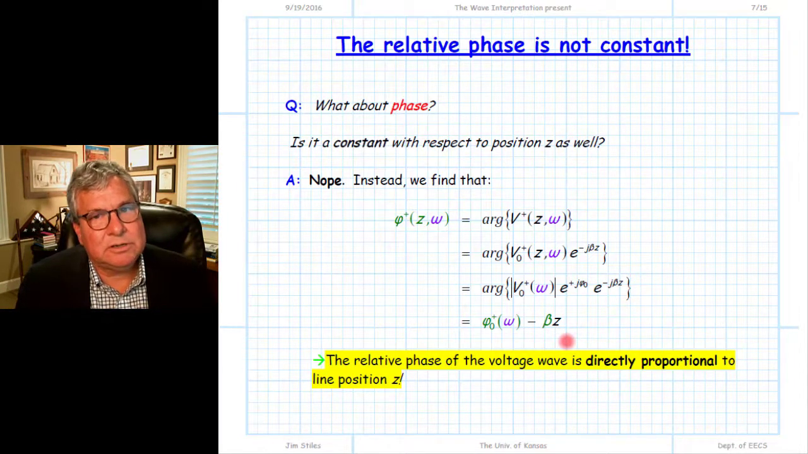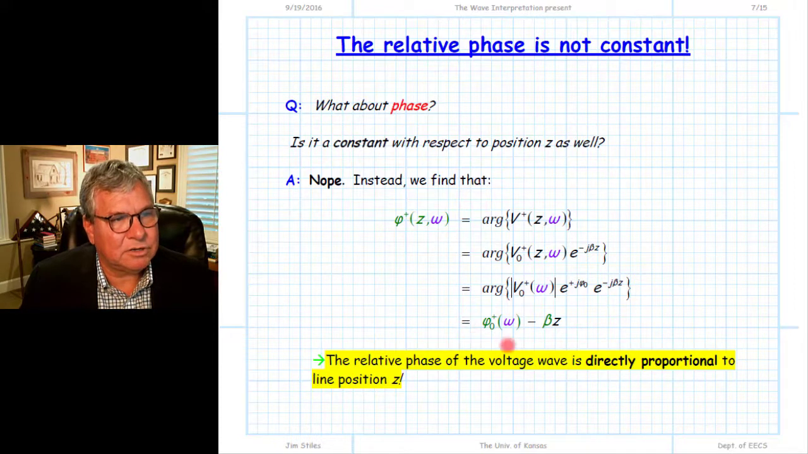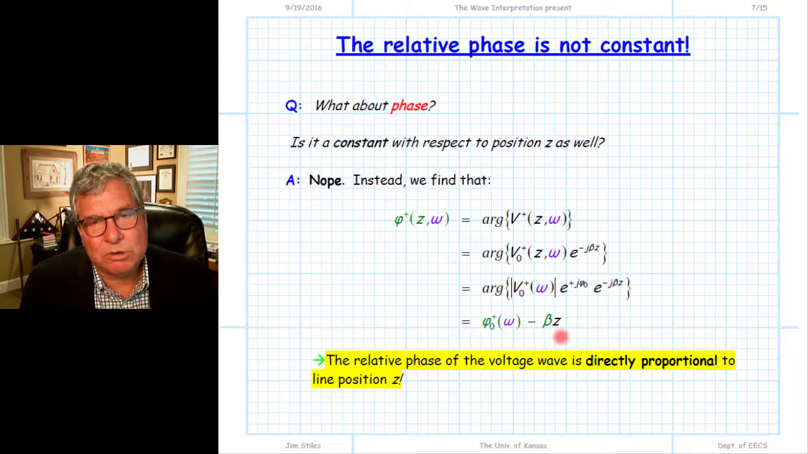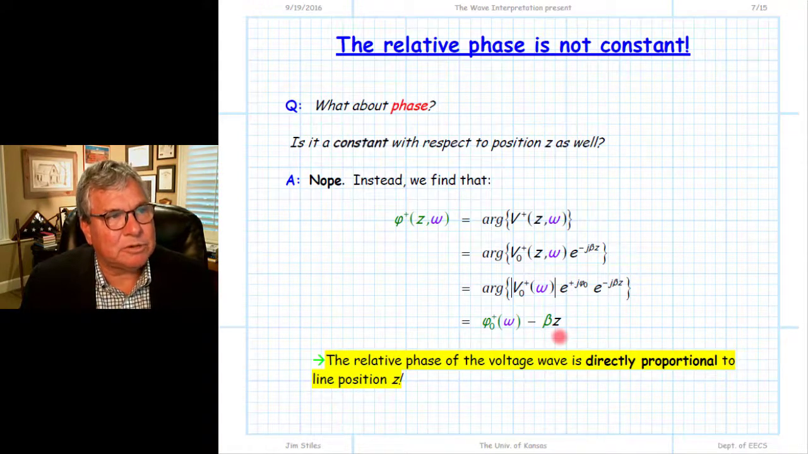So what describes mathematically that change in relative phase? It's this function here, and the important thing, again, is the second term. What we find is the phase of the oscillation is directly proportional to the position z, the index z on the transmission line. The proportionality constant, of course, is a value which is minus beta.